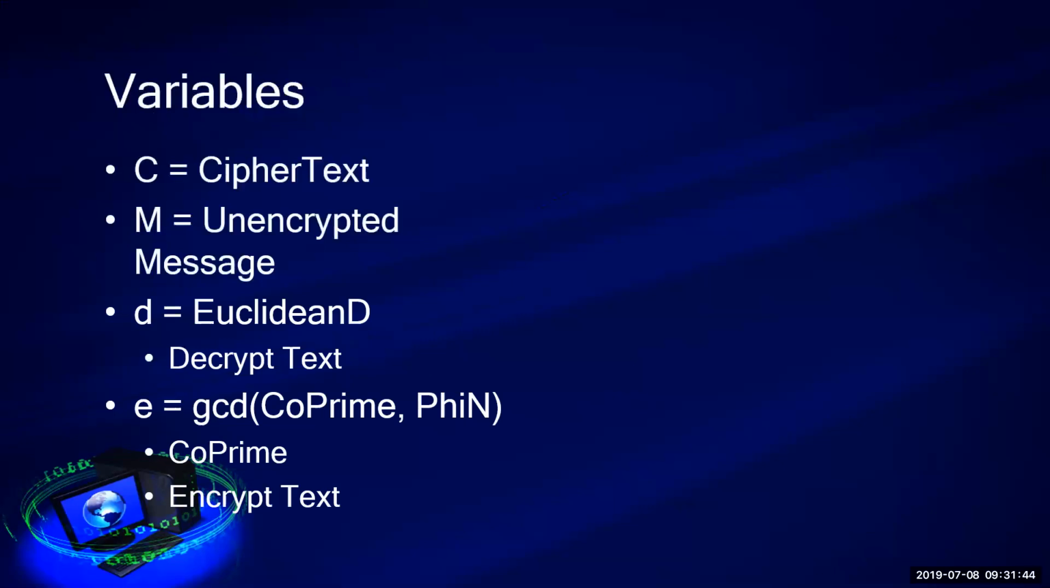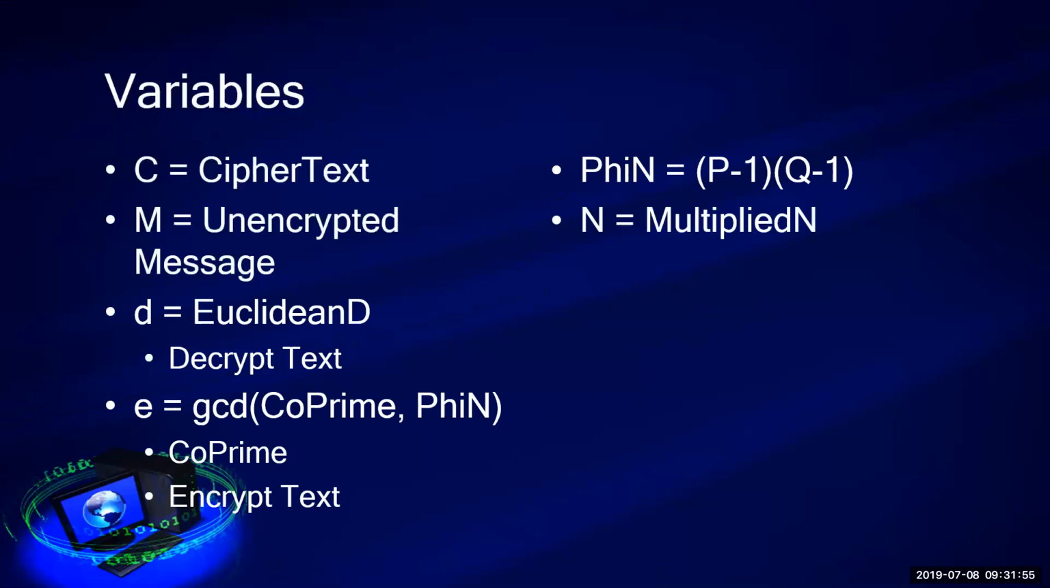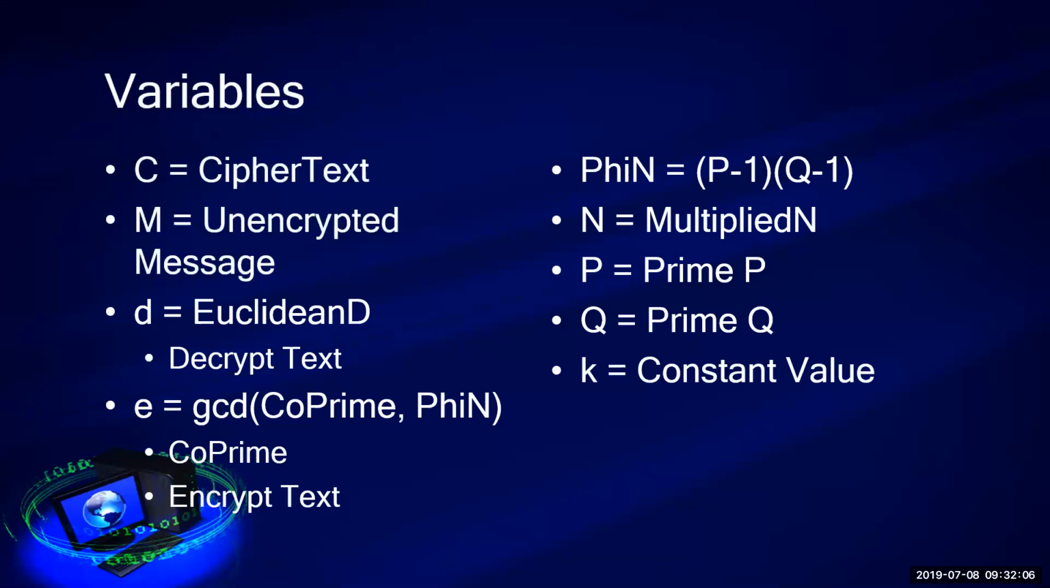Now, because we've got phi of n, we need to be able to calculate phi of n. So we've got p minus 1 multiplied by q minus 1. That is how we get that. We've got n, which is p multiplied by q, and will be used with both your public and your private key, and we'll see that in just a moment. We've got prime p, prime q, and we have a constant value, or constant variable, however you want to say it, and that will be k. We'll show how to actually calculate that in just a moment.